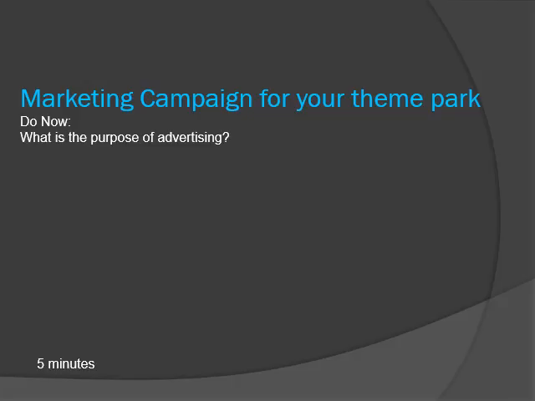Today we're looking at writing a marketing campaign, an advertising campaign for our theme park. I'll explain a bit more in a minute, but just write a few lines now for your Do Now. What is the purpose of advertising? Just think about that for a moment. Write 3 or 4 lines on that.